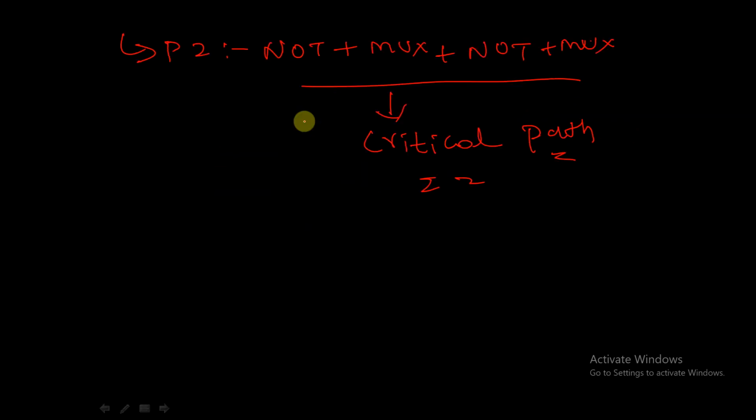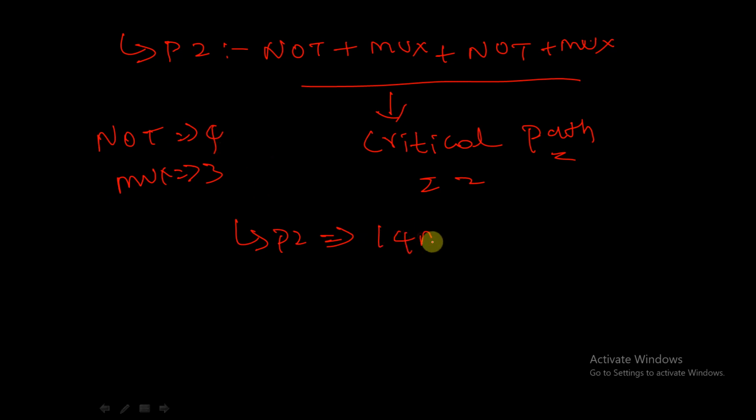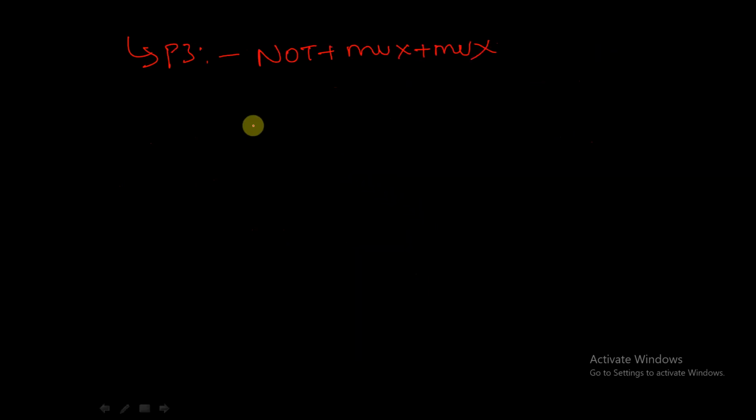Now, the NOT gate is 4 and the MUX is 3. So the total delay in path 2 is 4 plus 3 is 7, plus 4 is 11, plus 3, 14 nanoseconds in path 2. And here, 4 plus 3 is 7, plus 3, 10 nanoseconds.